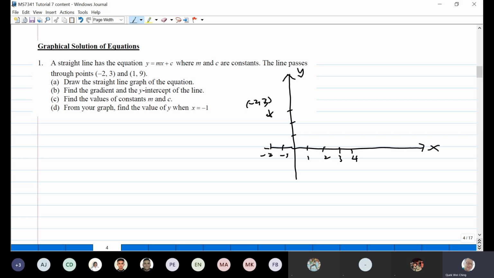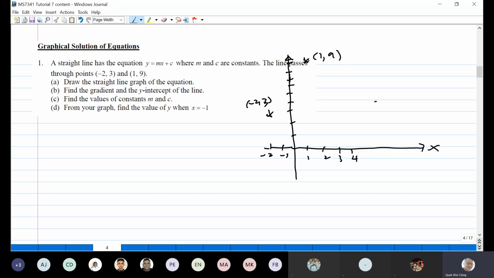And then there's another point, 1, 9. So 4, 5, 6, 7, 8, 9, somewhere here. It's not very accurate because I just draw by hand only. If you have graph paper, then you can get the point. So 1, 9 is this point.